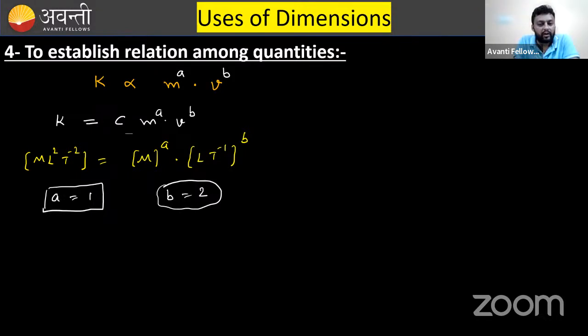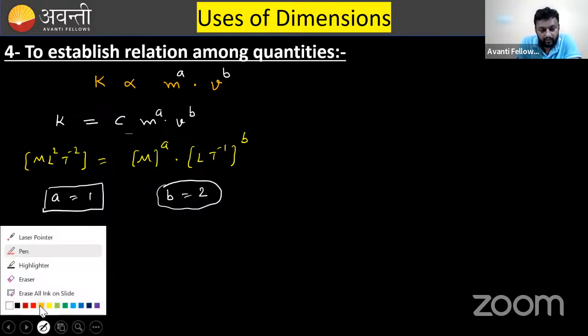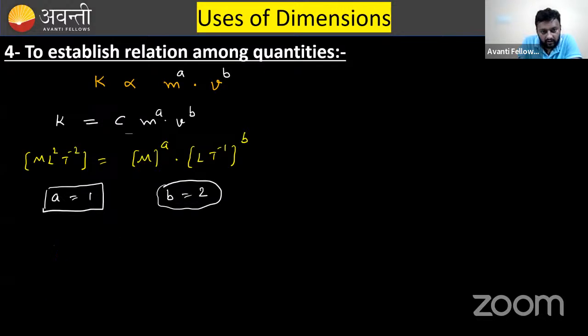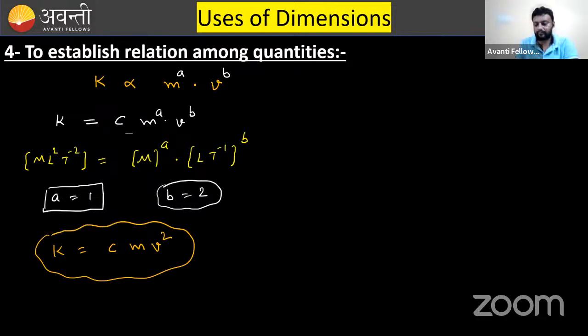So we have two unknowns, A and B, and we got two values of A and B. So I am putting these values. What I got is kinetic energy is equal to C times m velocity square. This is the relation we get among the quantities for the kinetic energy. But this constant we cannot determine.